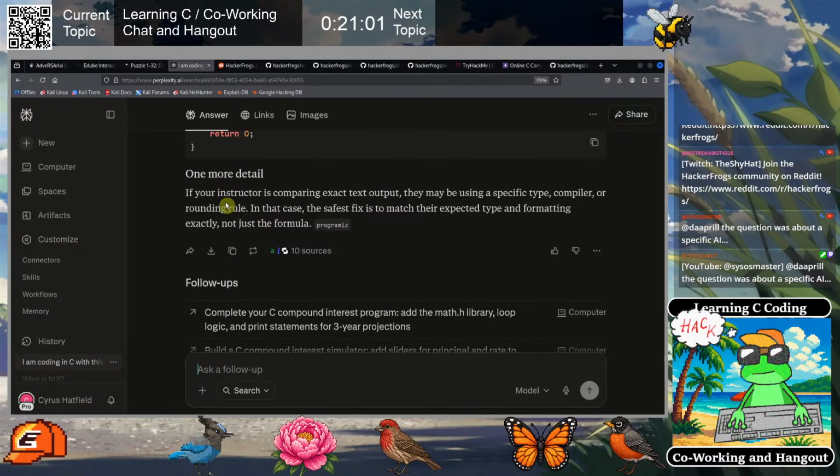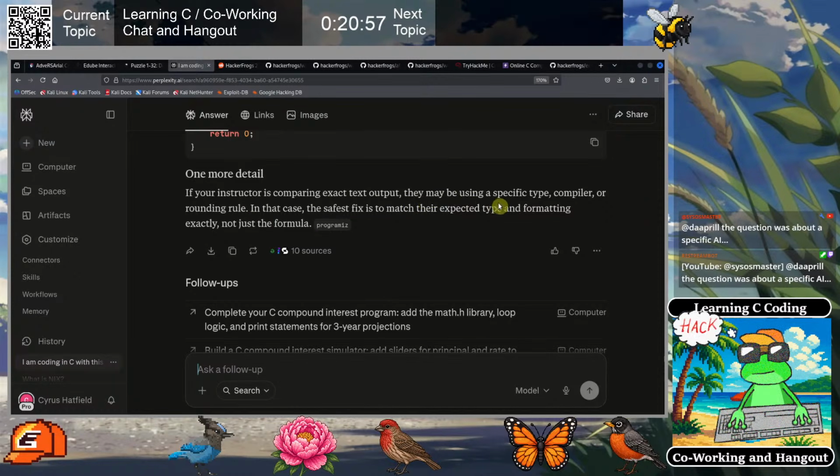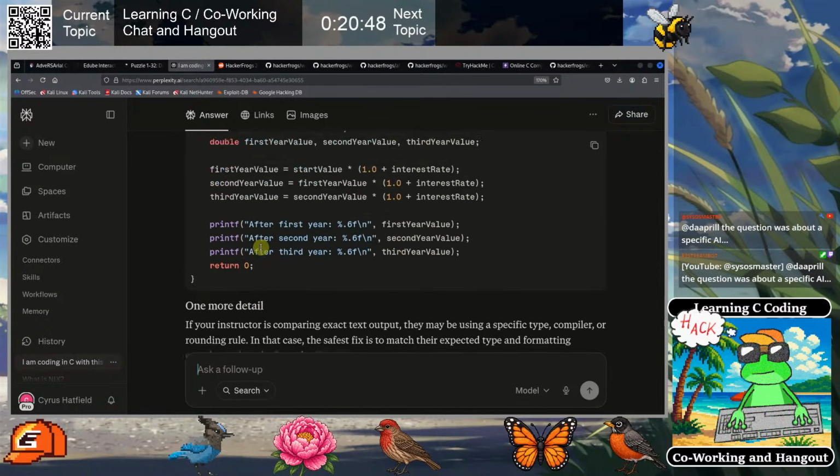One more detail, if your instructor is comparing each text output, they may be using a specific type, compiler, or rounding rule. In this case, the safest fix is to match their expected type and formatting, not just the formula.